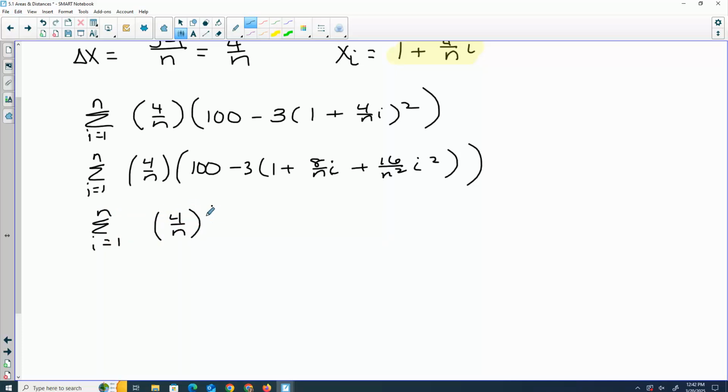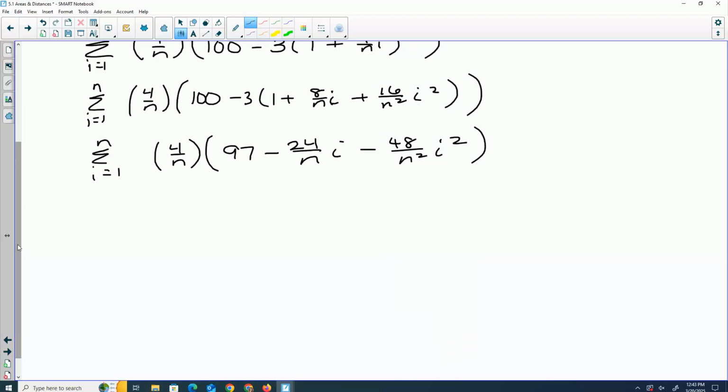So 4 over n times, if I distribute my -3, is that going to confuse you guys? When I distribute my -3, I'll have 100 minus 3, so I can write 97, then minus 24 over n times i, minus 48 over n squared times i squared. We haven't used the formula yet. I am multiplying it out so I get to the point where I can use the formula.